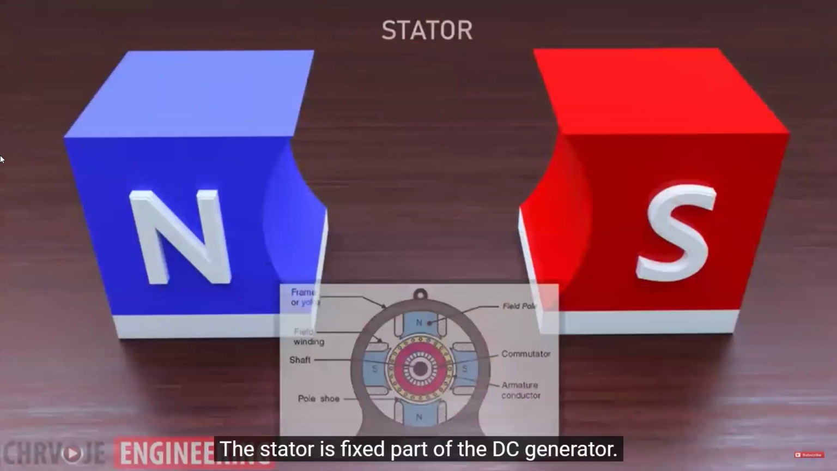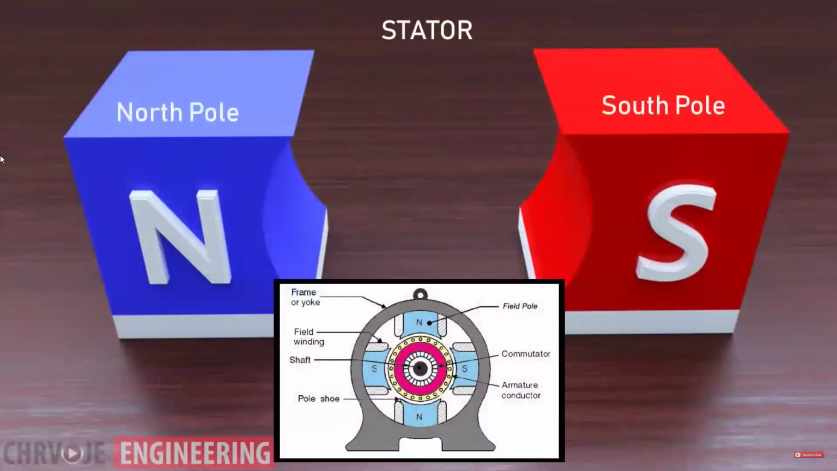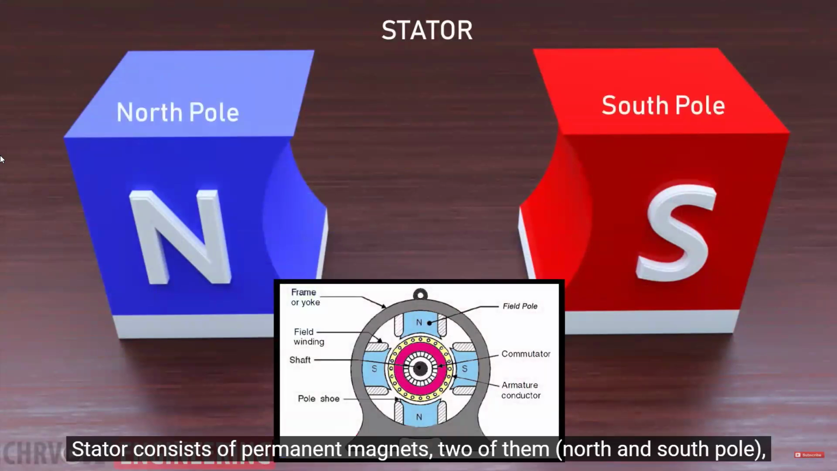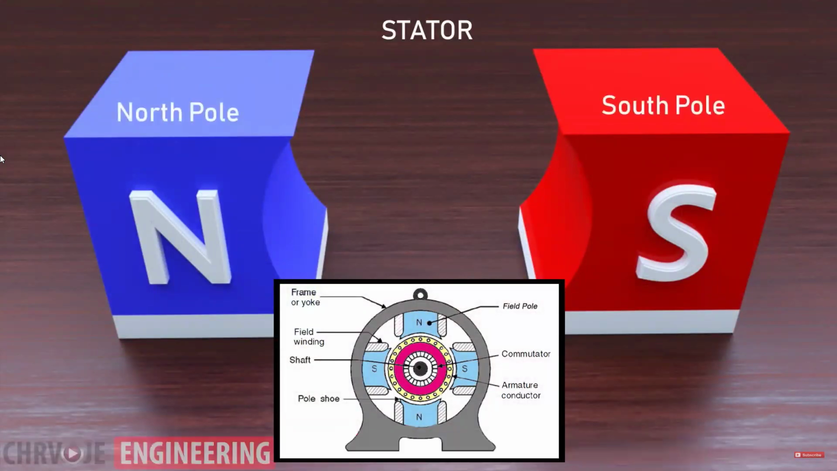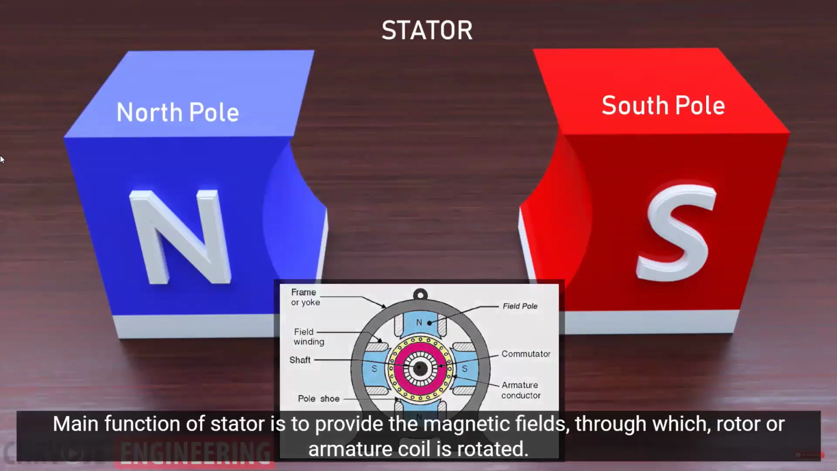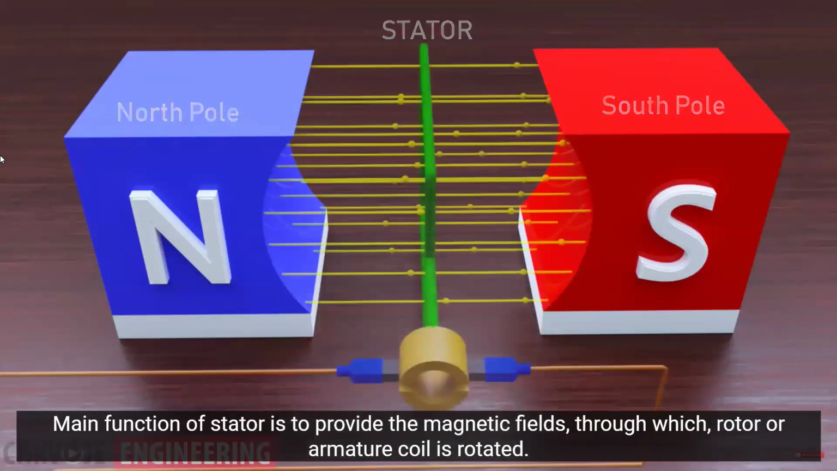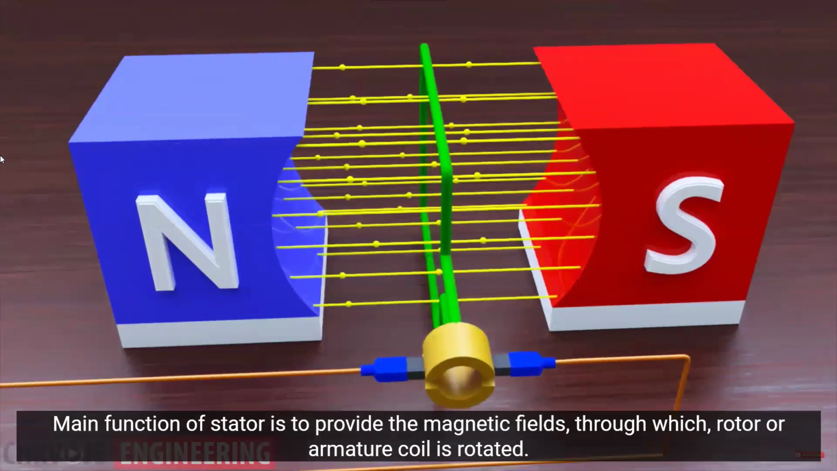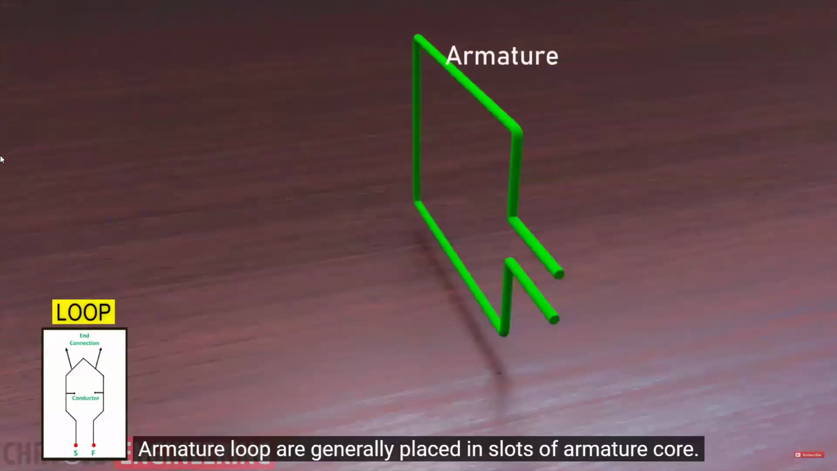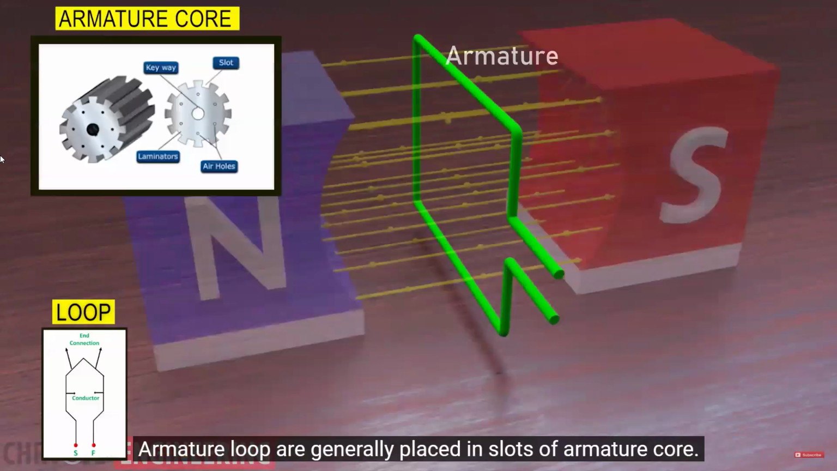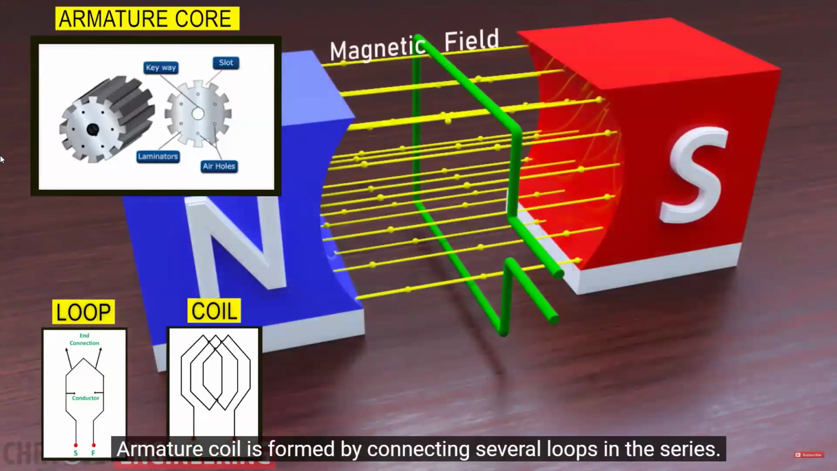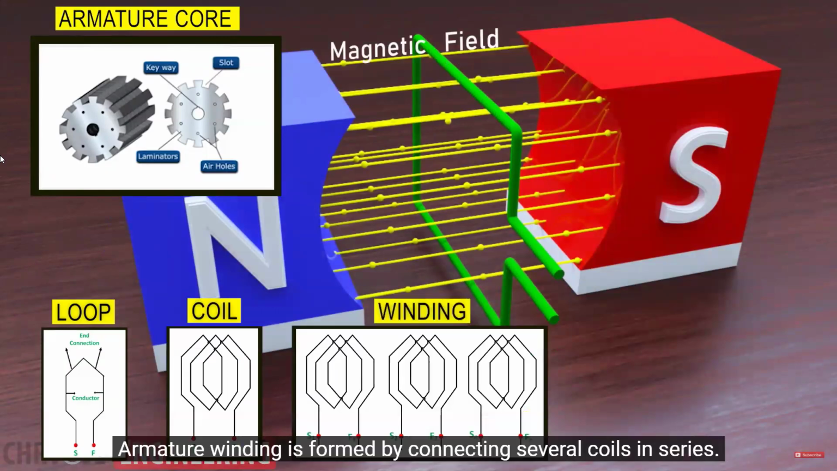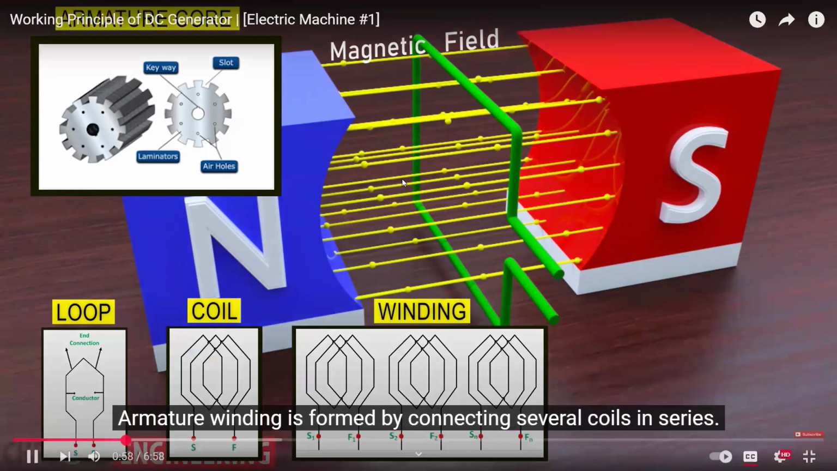The stator is a fixed part of the DC generator. The stator consists of permanent magnets, two of them north and south poles, which are placed to fit around the rotor. The main function of the stator is to provide the magnetic fields through which the rotor or armature coil is rotated. Armature loops are generally placed in slots of the armature core. The armature coil is formed by connecting several loops in series. Armature winding is formed by connecting several coils in series.